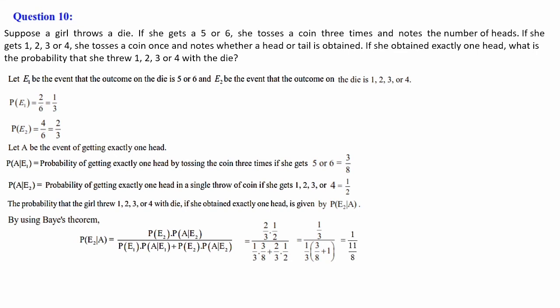So 1 divided by 3 by 8 plus 1; we can take the LCM 8, so 3 plus 8, and 1 into 8 is in the numerator. So 3 plus 8, that is 11 by 8. So 1 divided by 11 by 8, that is a reciprocal, we can take it as 8 by 11. So the required probability is 8 by 11.